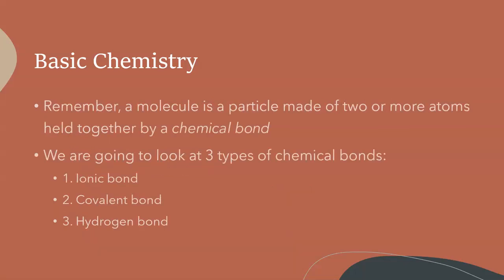Remember, a molecule is a particle that's made up of two or more atoms held together by a chemical bond, right? So if you talked about O2, there's an oxygen, and they're held together by some kind of bond. That's called a chemical bond. So we're going to look at three types of chemical bonds in this lecture. The first is an ionic bond, the second is a covalent bond, and the third is something a little bit different called a hydrogen bond. And we'll get into that right now.